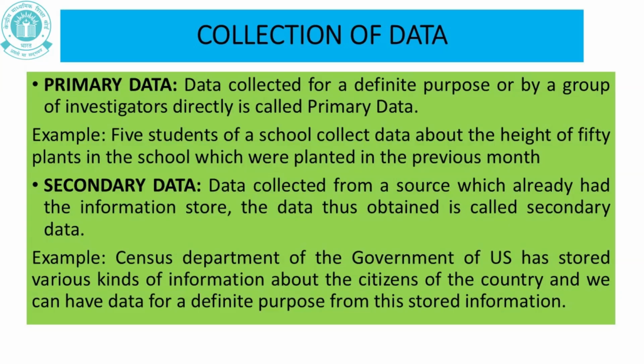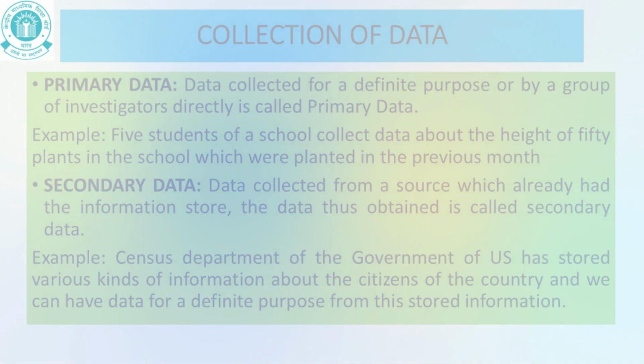Secondary data. Data collected from a source which already had the information stored is called secondary data. Example: Census Department of the Government of US has stored various kinds of information about the citizens of the country, and we can have data for a definite purpose from this stored information.